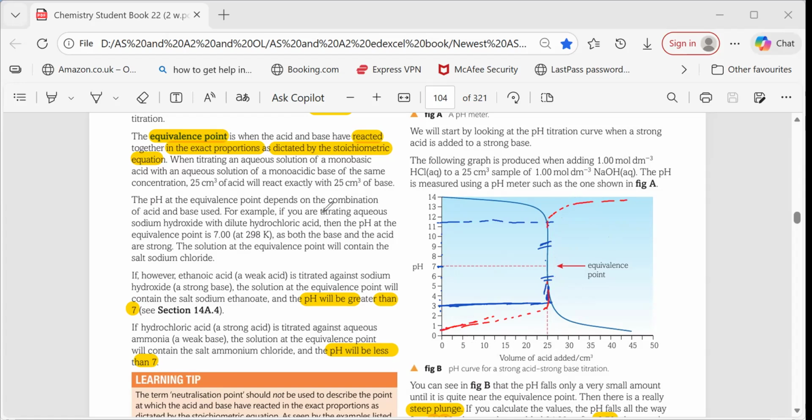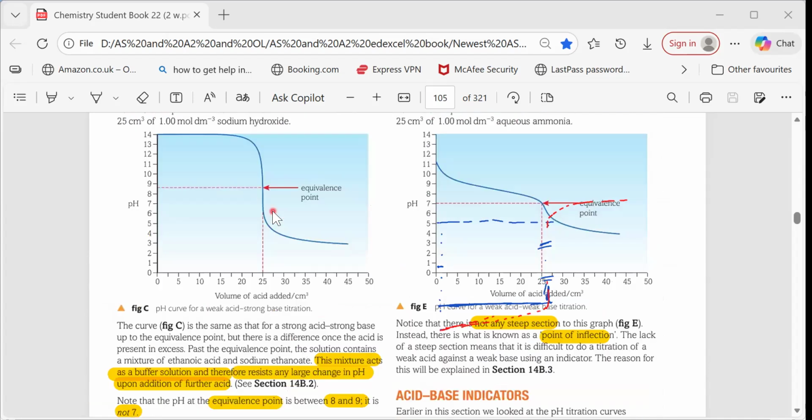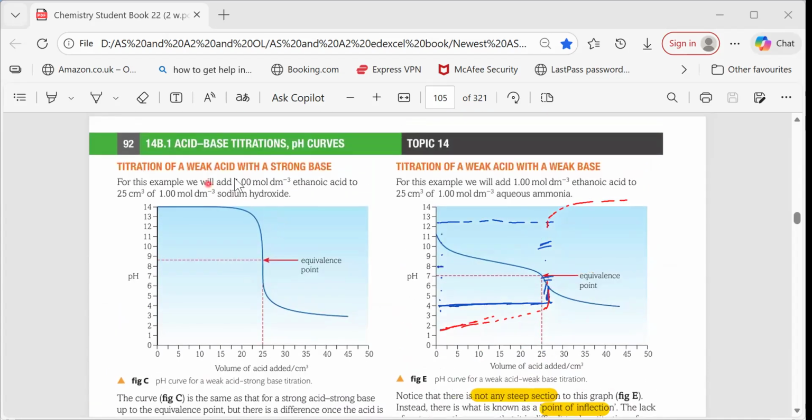So what if we are titrating here a weak acid with a strong base? So they started with a strong base. The weak acid, its pH should range between 3 to 5. Okay, between 3 to 5. So if you titrate a weak acid like ethanoic acid with a strong base like sodium hydroxide, then you get sodium ethanoate and water.